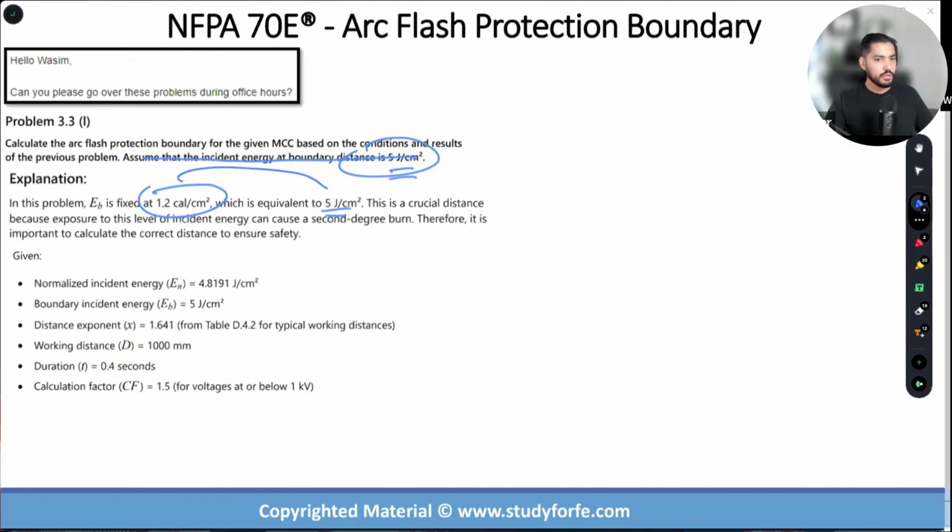That's basically 1.2 cals per centimeter square, okay, but with a different unit of measurement. Now, this is a crucial distance because, as we discussed, second degree burn, therefore it's important to calculate the correct distance to ensure safety. So normalized incident energy calculated from the previous problem. Boundary incident energy is 5 joules per centimeter square. And then the distance exponent is this, D is this, T is this, CF is this. So this problem builds on the second one.